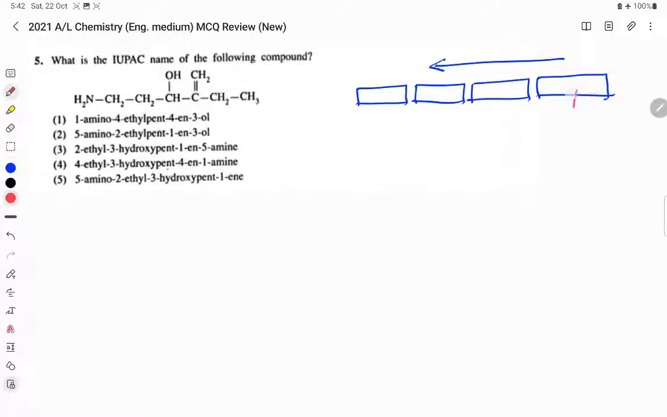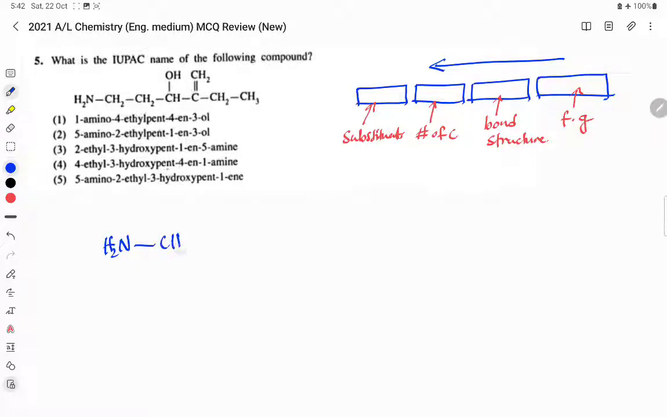The last part gives us the functional group. This part gives us the bond structure. This part gives us the number of carbons. This part gives us the substituents. So let's find out the functional group first. I'll write the compound again.